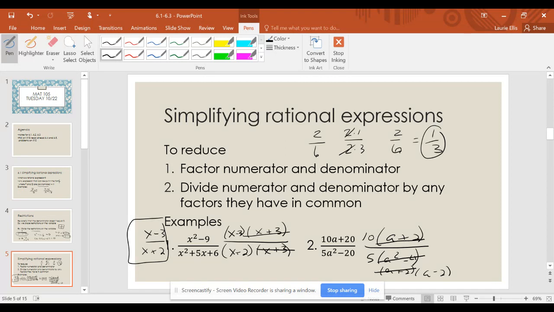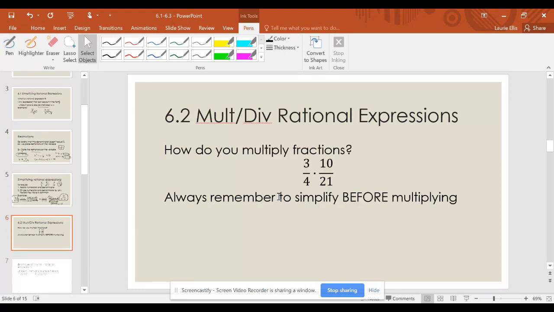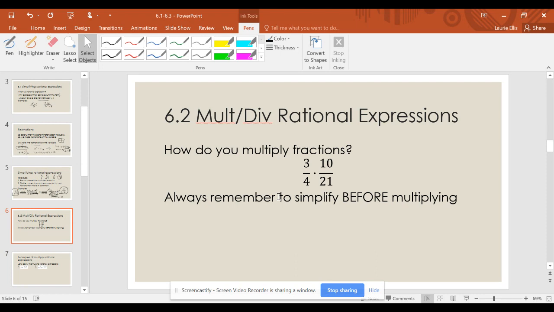Just as I reduce the fractions up here, I see that this 10 and 5 can reduce. This 10, its factors are 5 times 2, so my common factor is 5. So my final answer is 2 over a minus 2. All that work with factoring we did in the last chapter is going to come into play here where we are simplifying. Okay, so that was the end of 6.1.